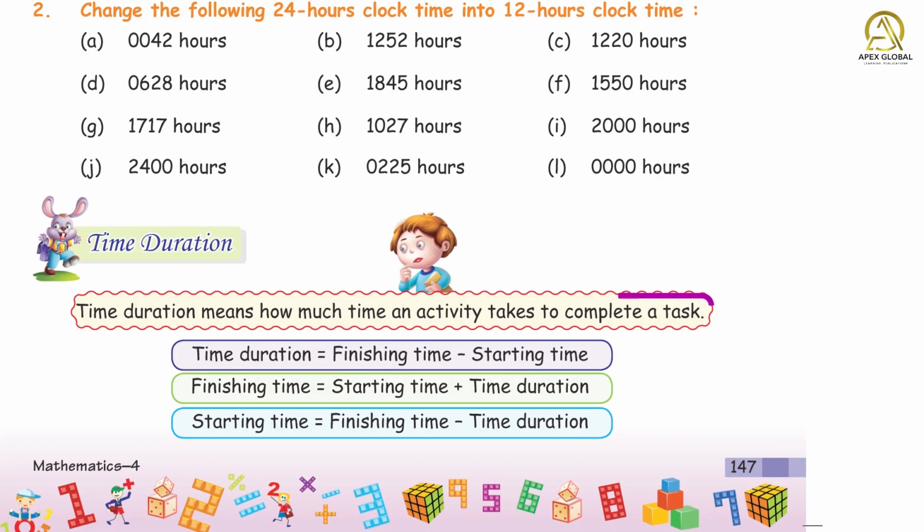Time duration. Time duration means how much time an activity takes to complete a task. Time duration: finishing time minus starting time. Finishing time: starting time plus time duration. Starting time: finishing time minus time duration.